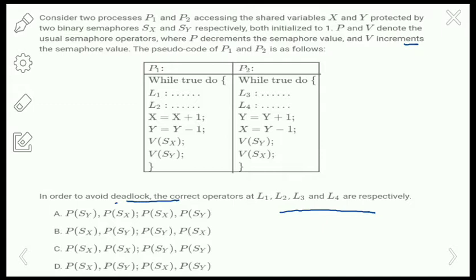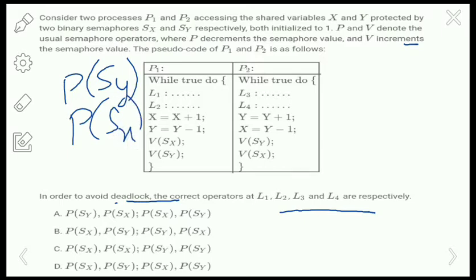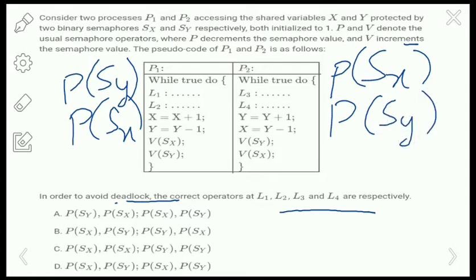First, let's check option A. For L1 and L2 it is given P of Sy and P of Sx, and then P of Sx and P of Sy for L3 and L4. Now if you apply this code, there is a hold and wait condition and a circular wait condition also.